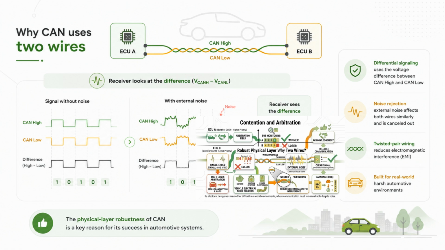The twisted pair wiring also helps reduce electromagnetic interference. This physical layer robustness is one major reason CAN became so successful in automotive systems. The protocol is not only about software messages. Its electrical design was created for difficult real-world environments where communication must remain reliable despite noise.